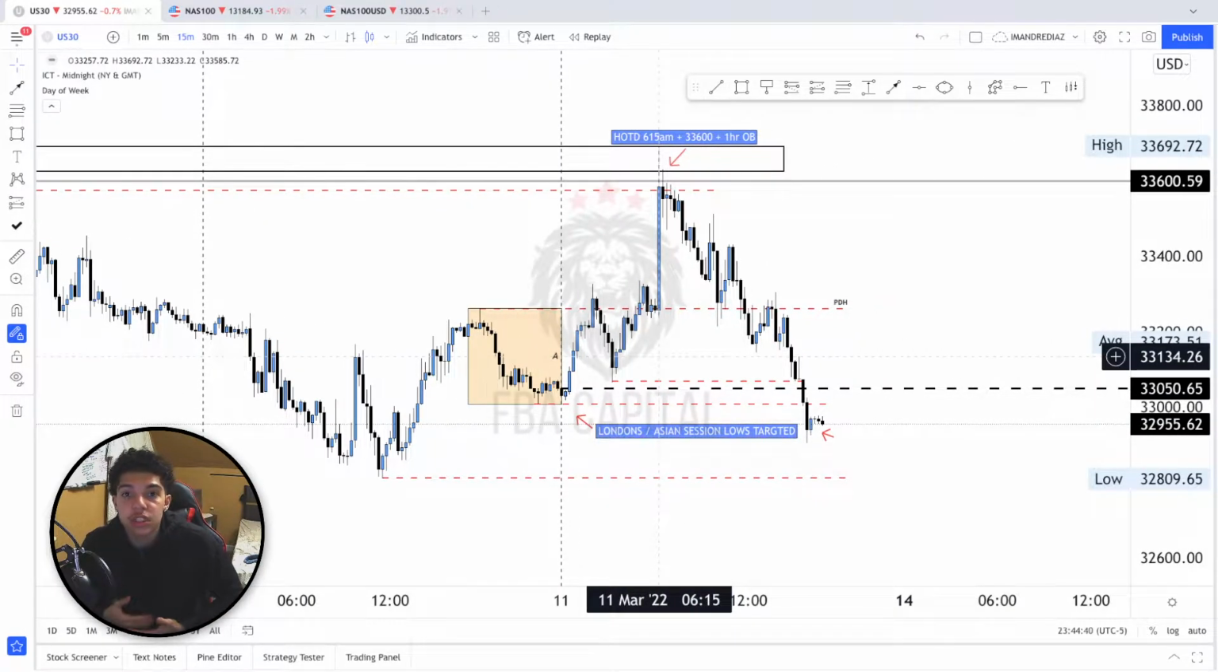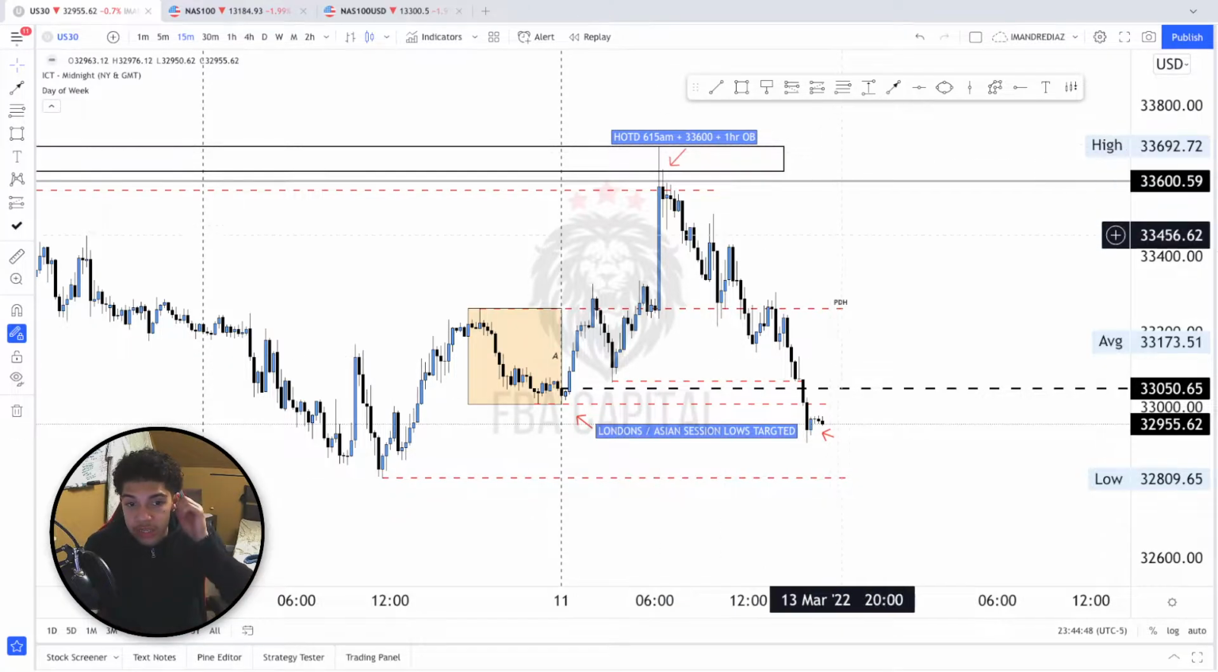And it's the opposite for when you're looking for London continuation setups. When you're looking for London continuation setups, you're ideally going to be targeting the New York session highs, New York session lows, and Asian session highs and Asian session lows. So that's a little tip for you guys.